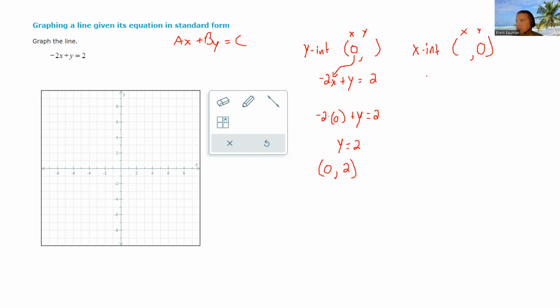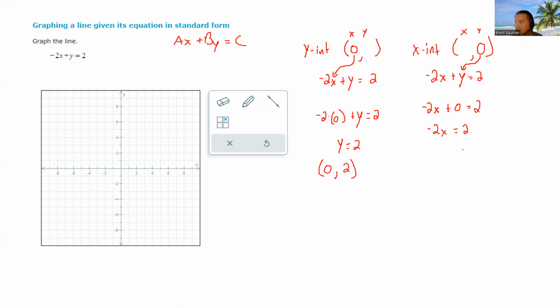Same idea over here for the x-intercept. We have negative 2x plus y equals 2. We're still working with the same equation. And what we're going to do is plug in 0 this time, but for y. So I have negative 2x plus 0 equals 2. And that gives me negative 2x, because if you add 0 to anything, it's just what you had.